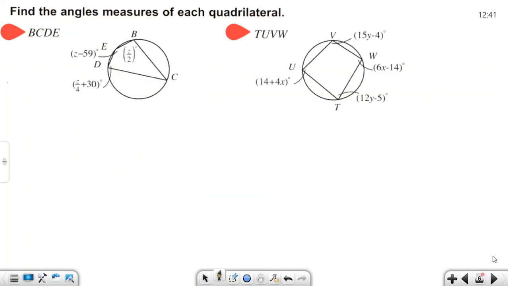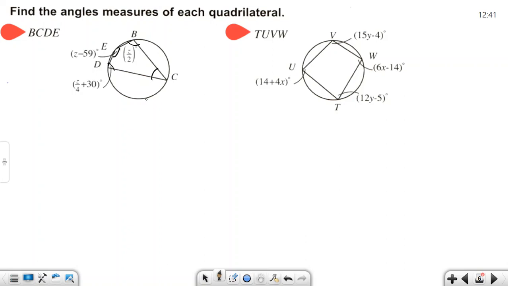Let's continue to some more examples. As you see, these are quadrilaterals, and they are inscribed quadrilaterals. Find each measure of angle. To find the measure of angle, first there is a variable. I need to find what's the value of z. And what I know, opposite angles make 180.